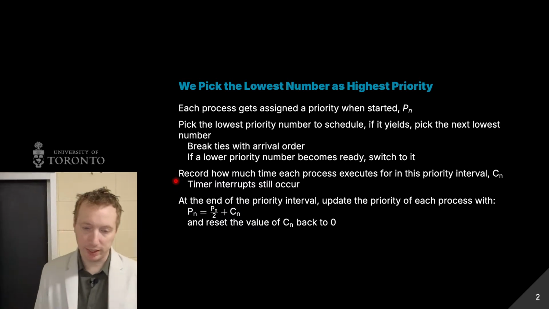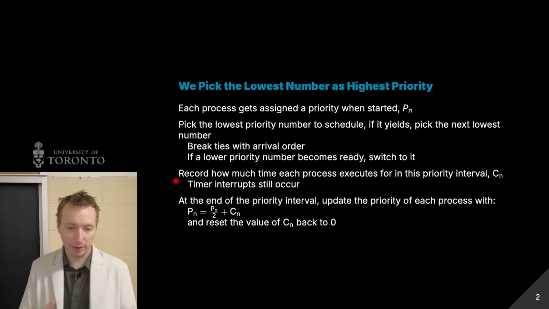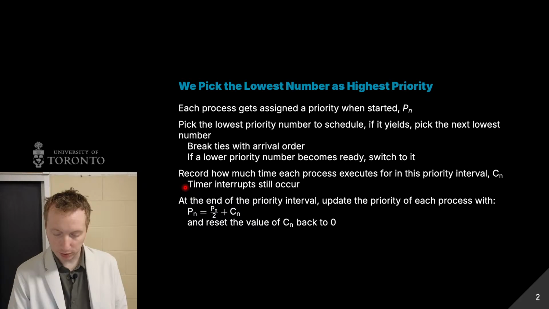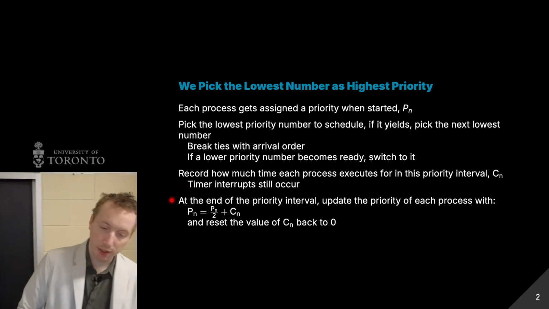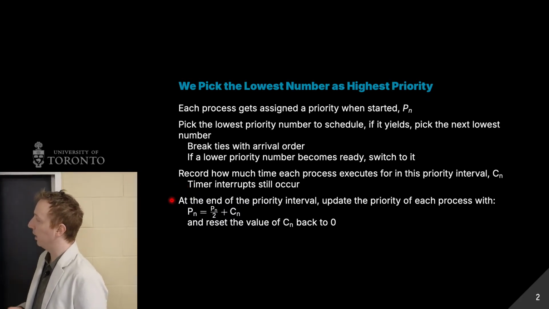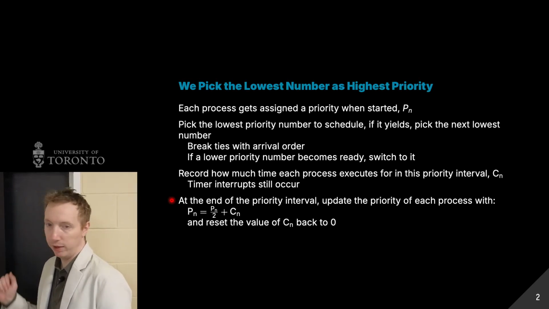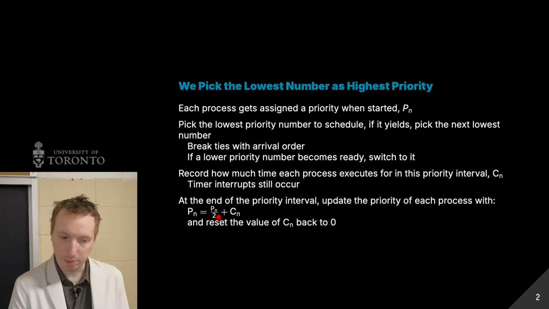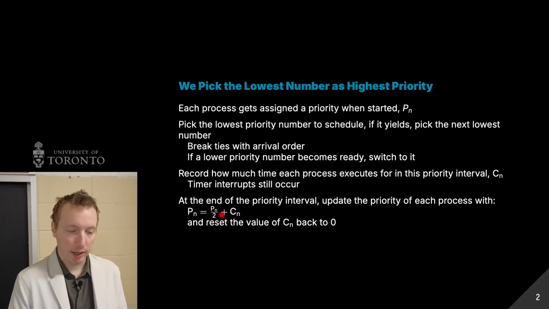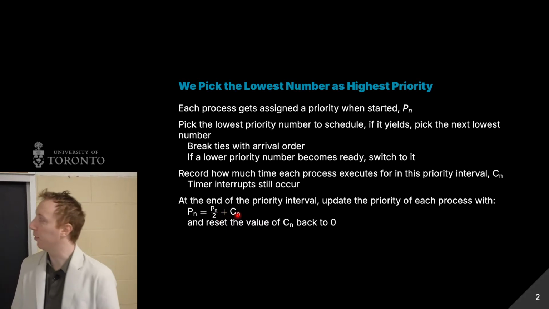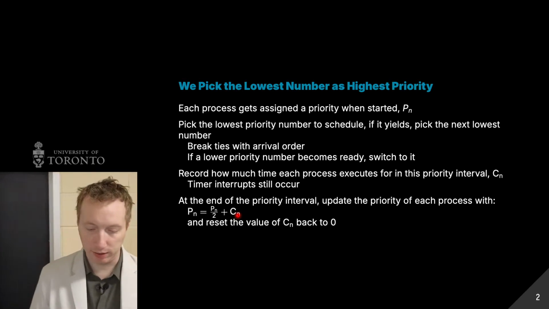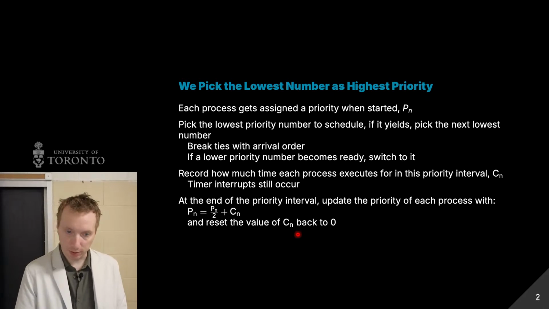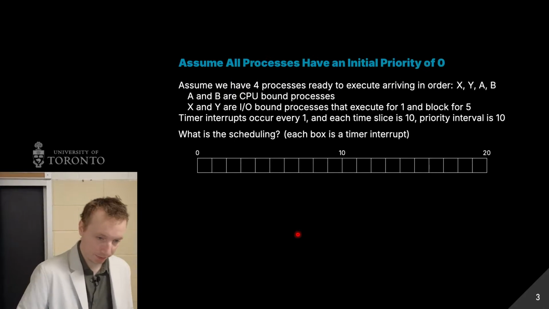Then we also record how much time our process executes for this priority interval. We'll say C of n. It's like our time slice that we recompute all the priorities for. Timer interrupts still occur, so the kernel maintains control. At the end of the interval, we update the priority with this formula. We take its current priority, divide it by 2, so it decreases, and then we add C of n, which is how long it has run for in this time slice. Then we reset the value of C of n back to 0 and keep our counting going again.